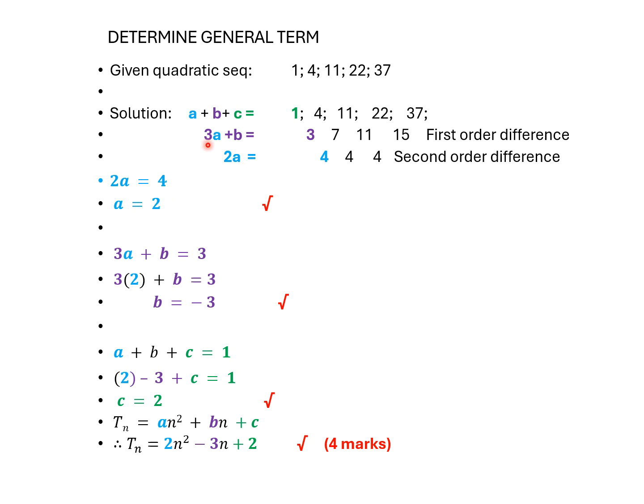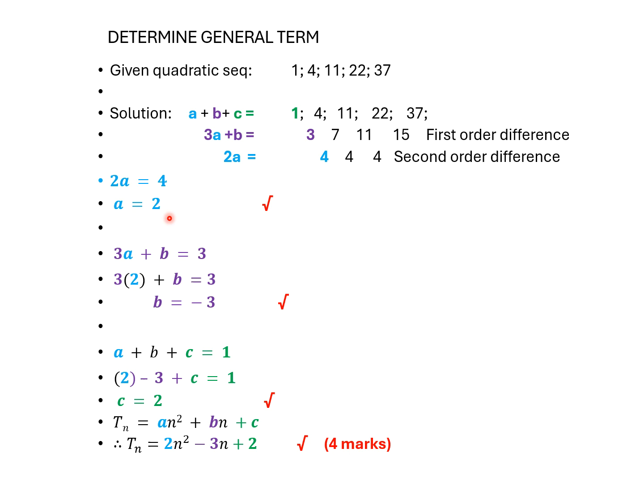Now I'm going to use a in the second equation, which is 3a plus b equals 3. But a now is 2, so 3 times 2 gives me 6. Take 6 to the other side, it becomes 3 minus 6, which gives me negative 3. So b equals negative 3.